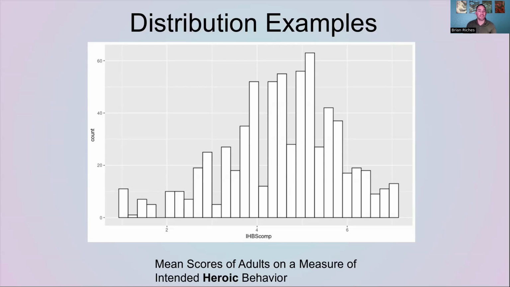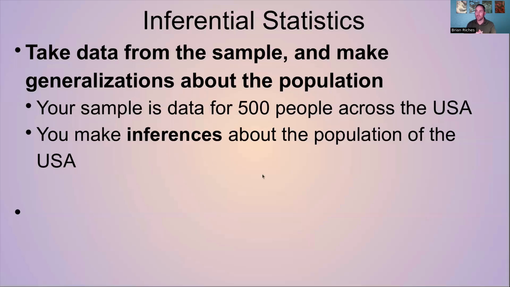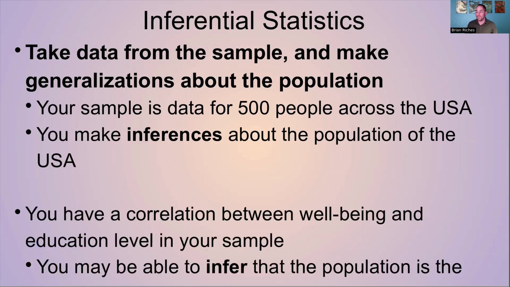So with that, that's inferential statistics. You take the data from your sample, you make generalizations about the population. So if you have 500 people from across the US, you might be able to make inferences about the people in the US. So if you found a correlation between both well-being and education level, so people who have more education have higher well-being, or people who have higher education have lower well-being, you might be able to infer that about the population.